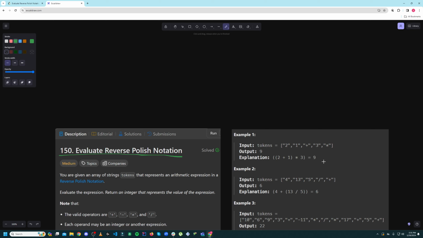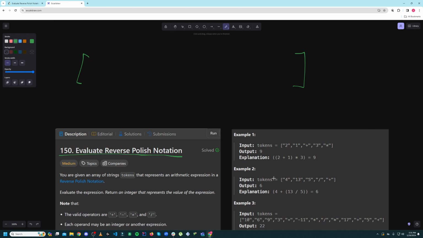So let's walk through how this first example would go. We're going to have a stack. We're going to put 2. We're going to put 1. Now we hit a plus, which means we take the very last two operands and pop them and do a plus, so we get a 3. Then we put another 3. Then we get a multiply, so we take the last two and multiply them and we get 9. And your result is basically the last thing in here.